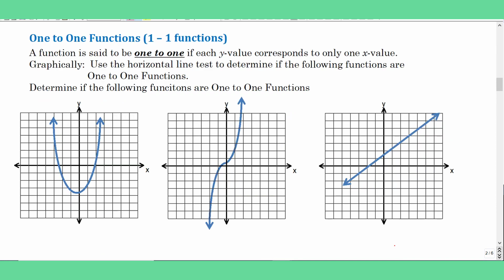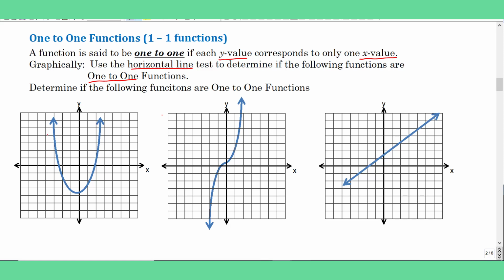Now we're going to look at one-to-one functions. A function is said to be one-to-one if each y value corresponds to only one x value. So we're kind of going backwards. For every y value, there's only one x value. Since we're reversing it, we're going to use the horizontal line test. Keep in mind, these are already functions, so all three in front of you would pass the vertical line test. Now we're going to see, are they one-to-one functions?